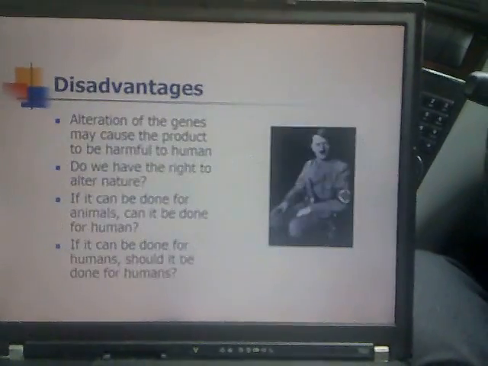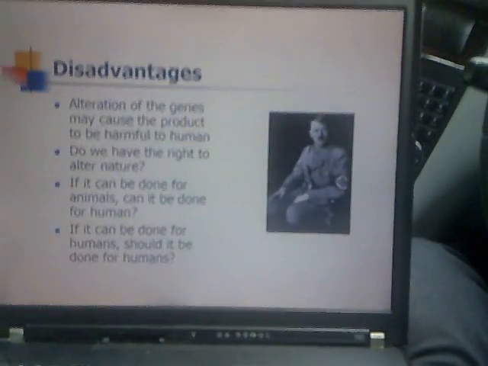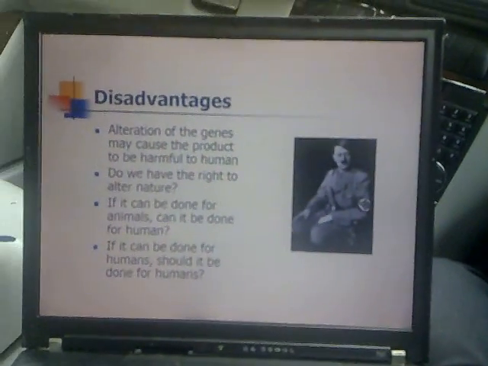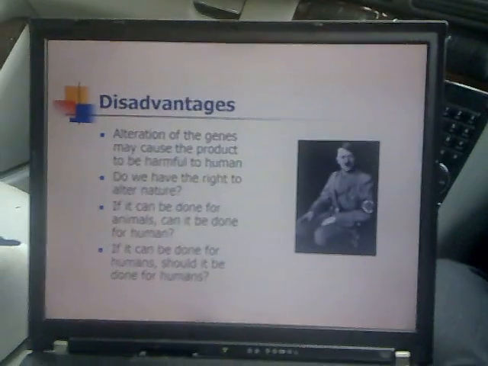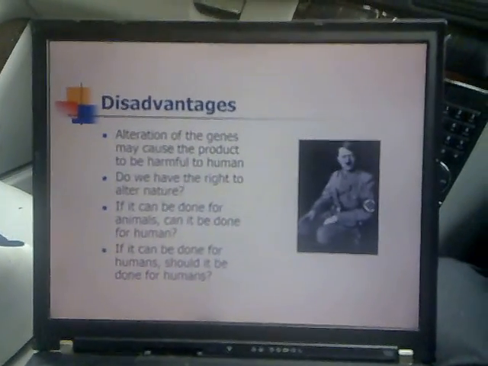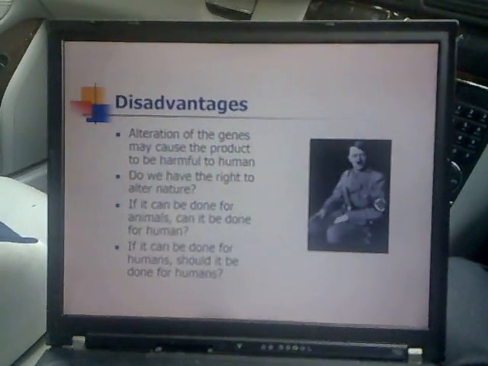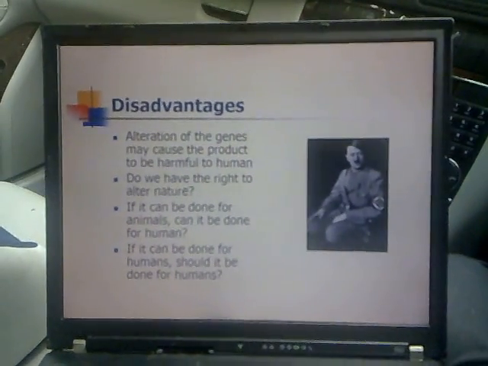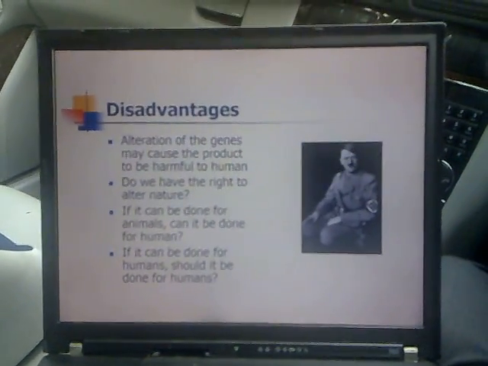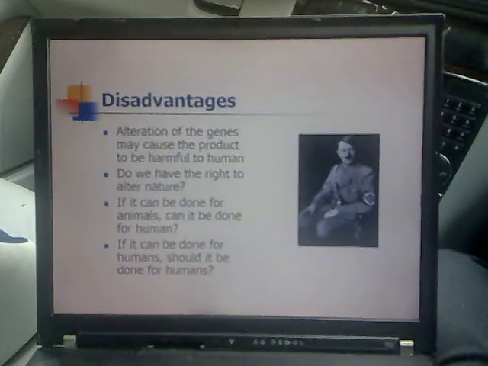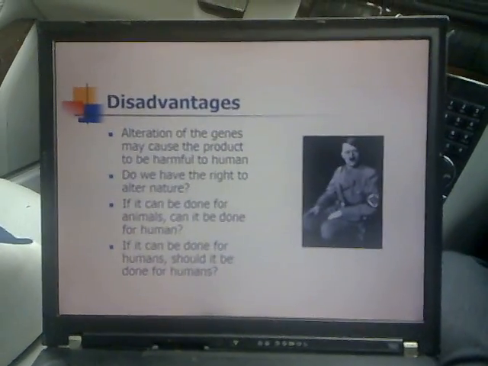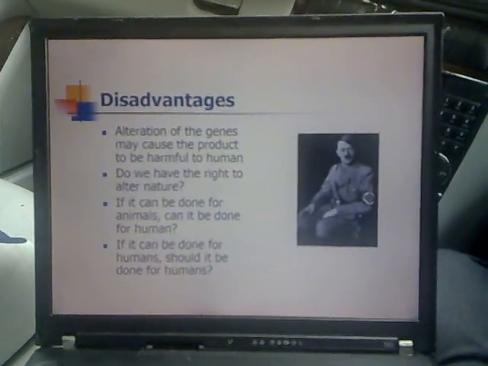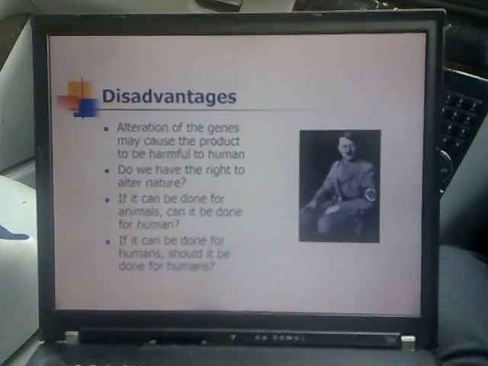In theory it sounds very good, but there are also disadvantages. Sometimes when you alter the genes, you don't know whether you will have a long-term problem or not. In the short term, you get a bigger cow, but in the long term, do you know whether, if you eat that particular cow meat, you may get certain poison? You would not know. Of course, another issue is, do you have the right to alter nature? Because nature created cows of this size. Should you have the right to make it a bigger cow?